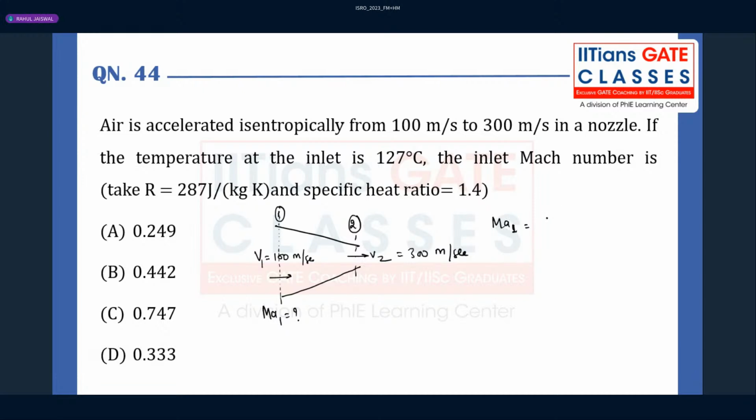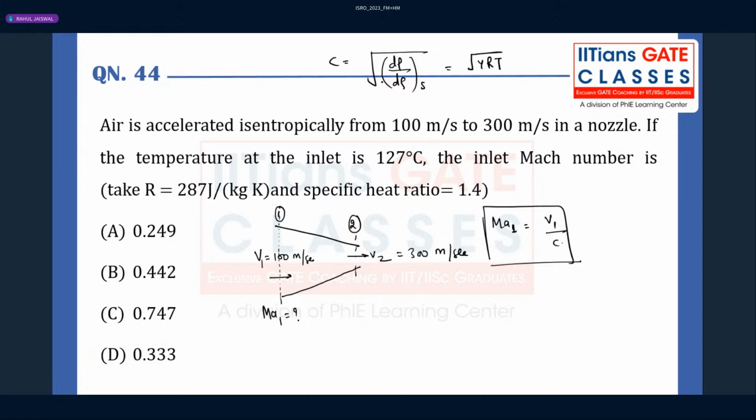Mach number at the inlet will be the velocity of the flow at the inlet to the speed of sound. What is the speed of sound? We know that the speed of sound is under root of dp by d rho, isentropically, whatever the value of dp by d rho is, that is the value of c. We can also write c as under root of gamma RT.